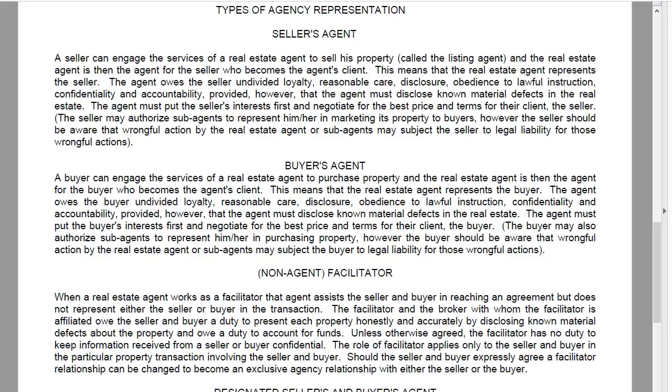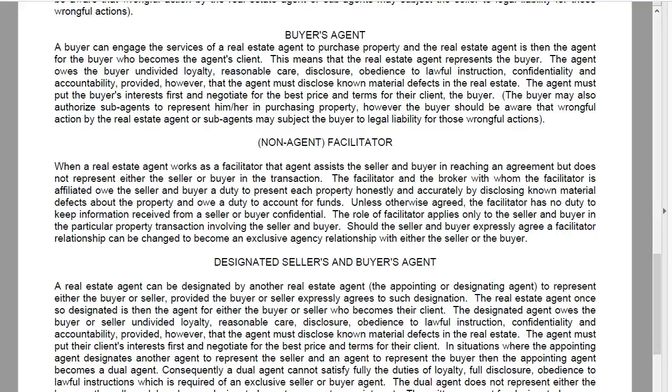Well, you've heard that, like, the 12th time, right? It must be important. The agent must put the buyer's interest first and negotiate the best price and terms for their client, the buyer. The buyer may also authorize sub-agents, highly unlikely, blah, blah, blah. Okay, so seller's agent and buyer's agent are very similar, with a slight difference, but very similar.